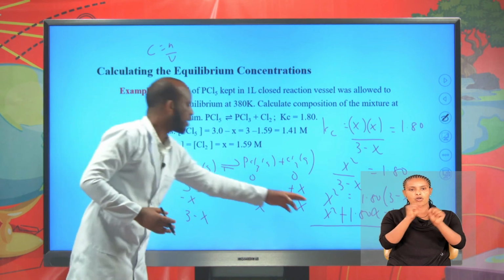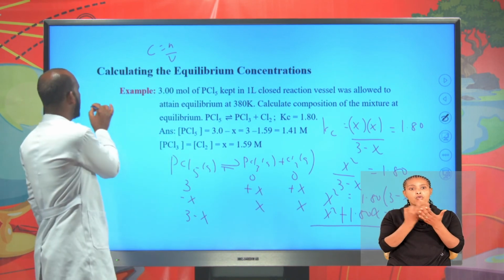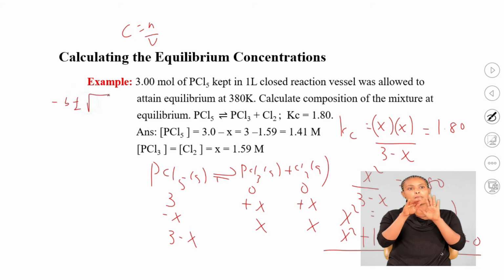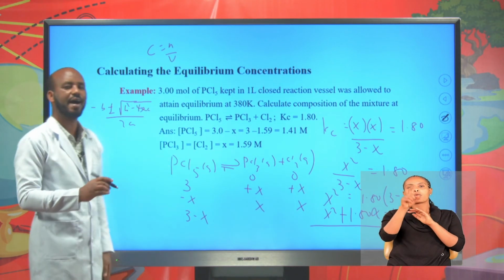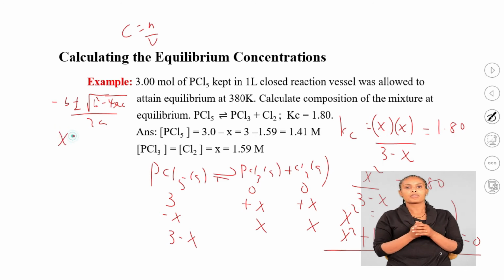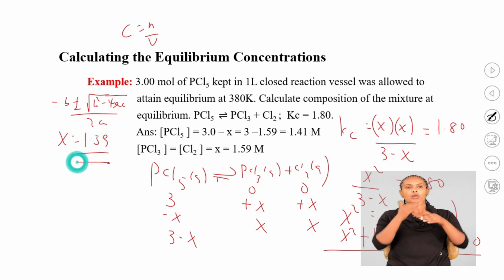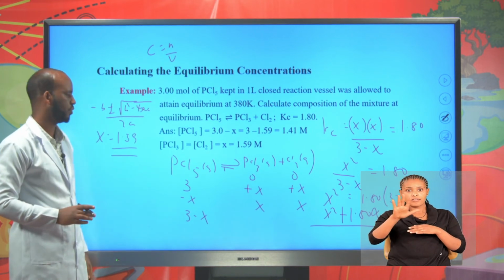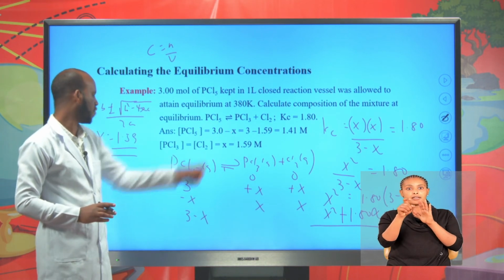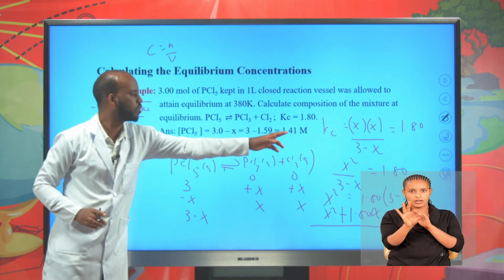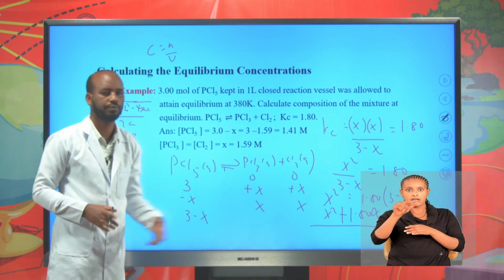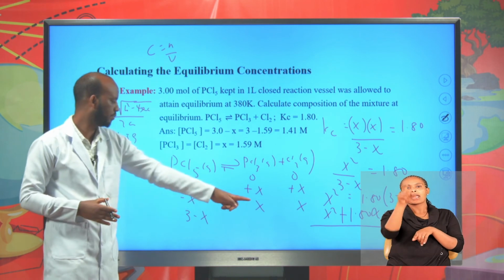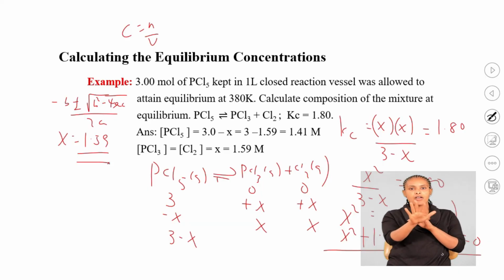We solve for x using the quadratic formula, which is minus b plus or minus the square root of b squared minus 4ac, divided by 2a. Using this formula, the value of x is 1.59. Now, equilibrium concentration of PCl5 is 3 minus x. You see, 3 minus 1.59 is 1.41 molar. Equilibrium concentration of PCl3 and Cl2 is the same, which is x, 1.59.